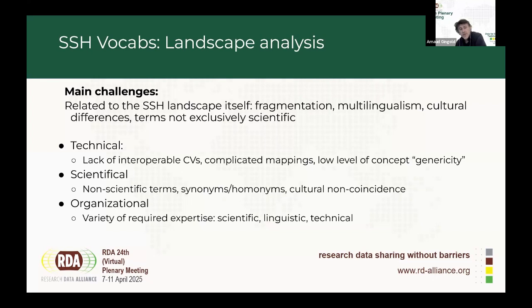So just to summarize, going back to this not strict distinction, globally speaking, between technical, scientific, and organizational. From the technical point of view, this fragmentation implies that there is a lack of interoperable control vocabularies, meaning, first of all, there are many vocabularies. There are vocabularies in various fields, maybe in various languages, meaning in various countries. And in addition to that, the technical level of these control vocabularies doesn't make them interoperable, which makes all the potential mappings between them rather complicated.